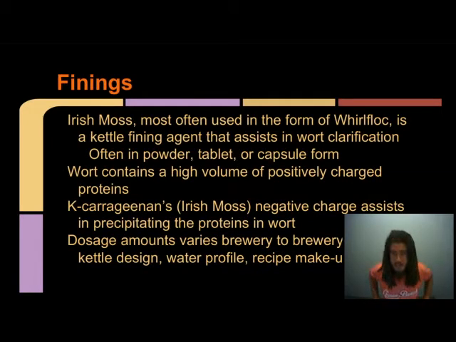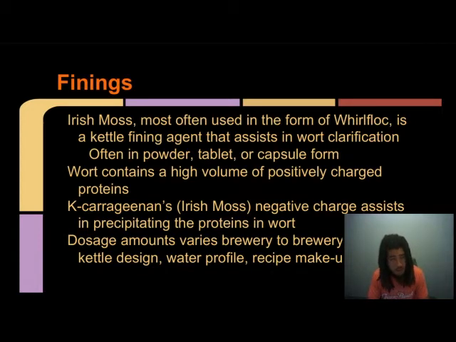All right, so finings. Finings are things that are used to clarify, fine the beer, usually before fermentation. So Irish moss, which is most often used in the form of whirlfloc, which is basically Irish moss, is a kettle fining agent that assists in wort clarification. You usually buy whirlfloc in a powder format, tablet format, or capsule.